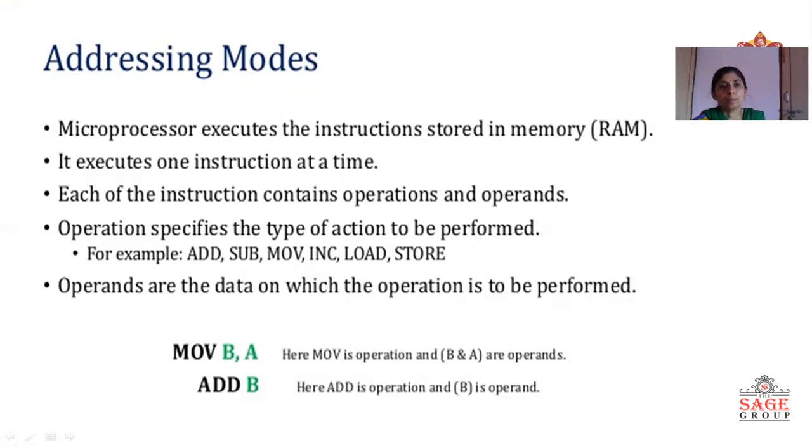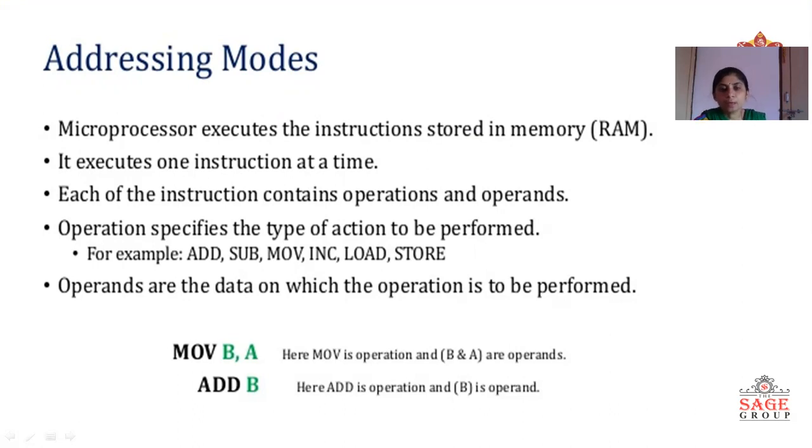The microprocessor executes the instructions stored in memory called random access memory. It executes one instruction at a time. Each instruction contains operations and operands. Operands means the data which is stored in the registers, and the different types of operations performed on these operands are addition, subtraction, move, increment, load, and store.